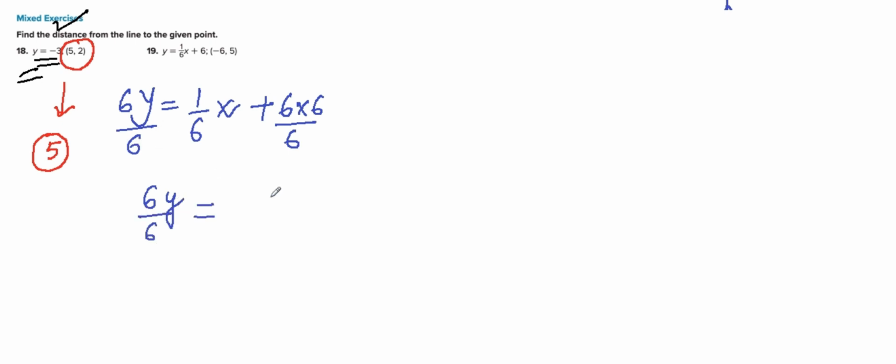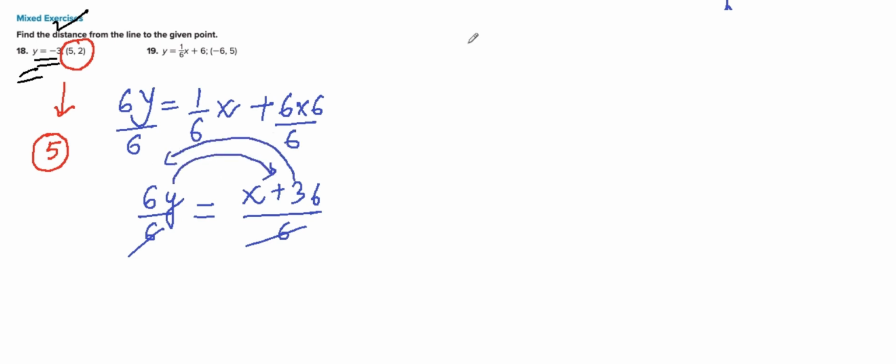y is equal to 1 over 6 x plus 6. Change into standard form. Make the denominator 6 for all terms. Multiply by 6 on every term. So this is 6y. Remove all the denominators now. It will become x plus 36, divided by 6, so 6 will cancel with 6. Take y this side and bring 36 here. So what is the equation? x minus 6y is equal to minus 36. We changed into standard form.